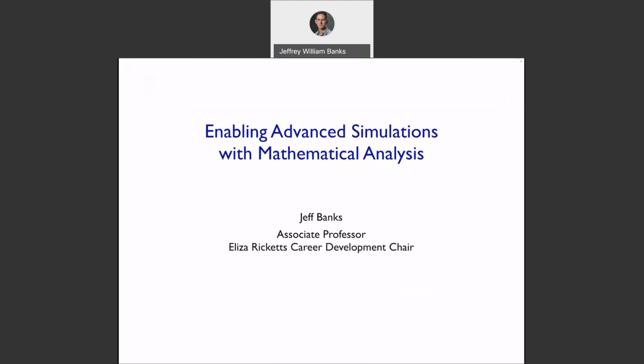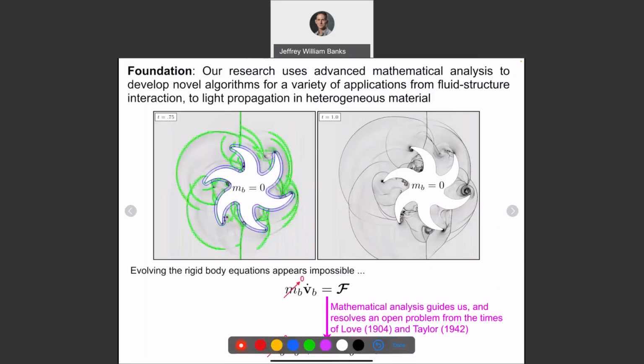As I said, my name is Jeff Banks. I'm Associate Professor and also the Eliza Ricketts Career Development Chair. So what do I mean that we're enabling simulations using mathematical analysis? Well, it's really the analysis which underpins all of my work. Our research focuses on using analytical tools from mathematics to construct new algorithms that can solve problems which we couldn't solve previously. So for example, here's an example.